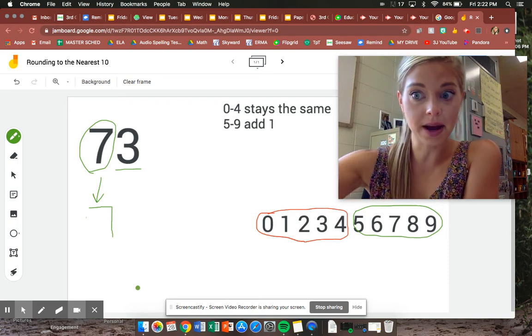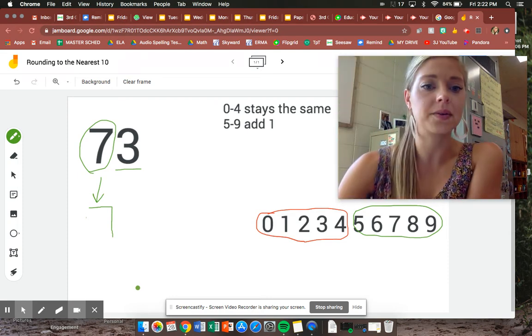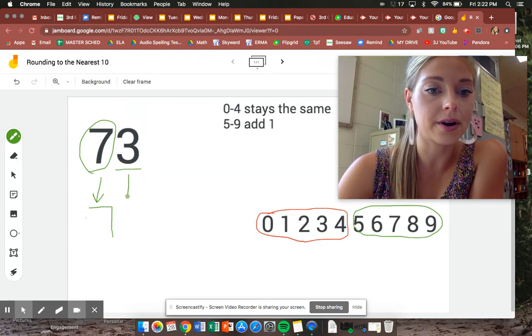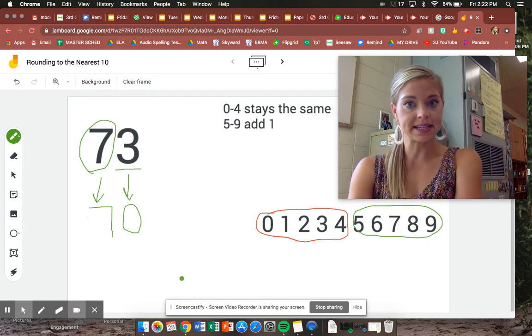Now flex your muscles just like a hero. All the other numbers change to 0. That means the 3 just changes to a 0. Easy peasy lemon squeezy.